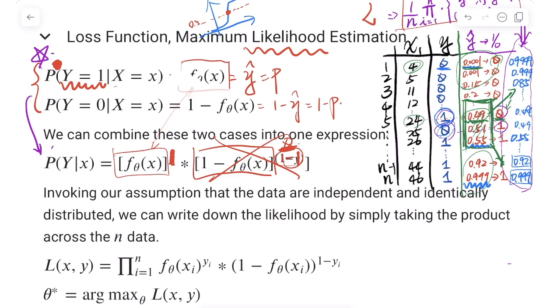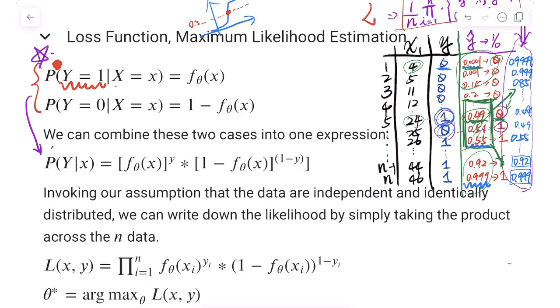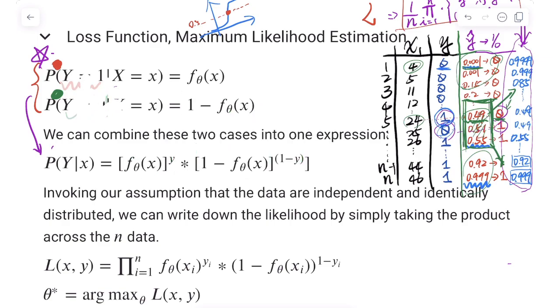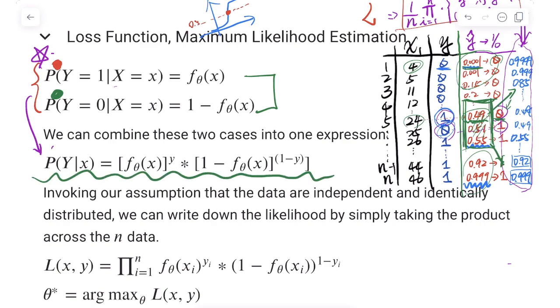So again, take a look at the next one, the green one. If y equals 0, then 1 minus 0 is 1, everything powered by 0 is 1, so the result will be this one, the same as this one. So that is just some mathematical tricks. We can combine these two equations into one single equation. That's nothing, it's just a trick.